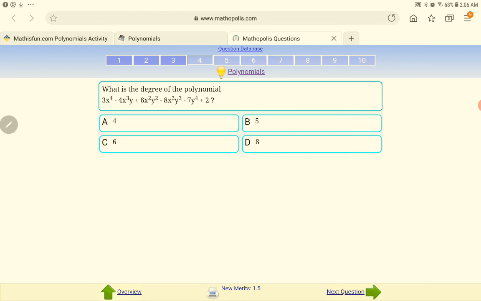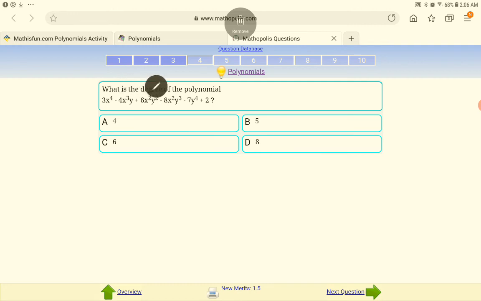Okay, question 4. What is the degree of the polynomial? So I'm looking for the highest power. This is a little trickier because I have an x and a y. So I'm actually going to look at each term and add the degrees, the exponents together to get the degree. So for example, this negative 4x cubed y has degree 4. So x has an exponent of 3, y has an exponent of 1. So I add those together and say this term has a degree of 4.